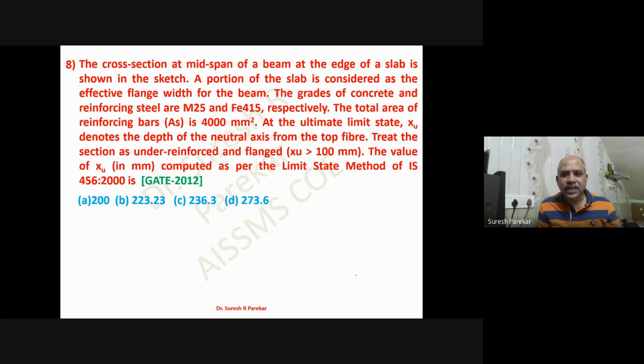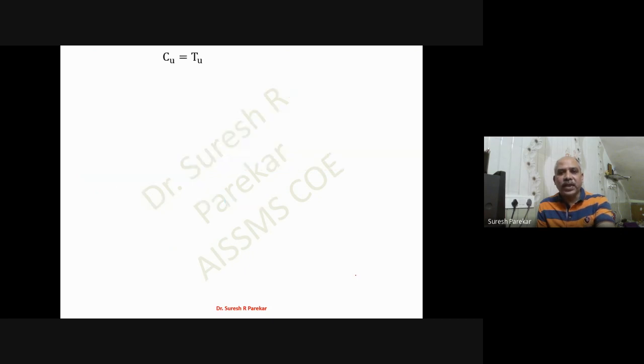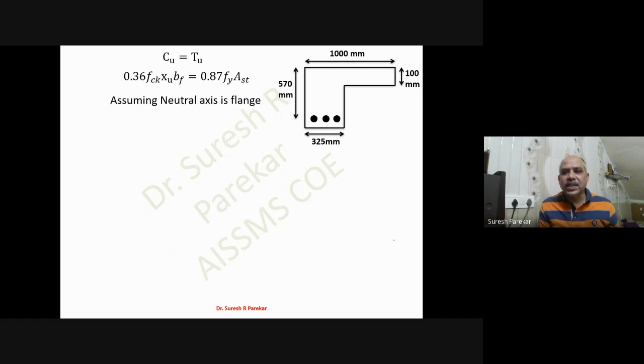Then the cross section is given, and the value of XU calculated as per the limit state method of IS 456 2000 is, so data is given, and we have to just solve this. Now this is an L section, and therefore we have to first consider the neutral axis. So answer, keep in mind 236.3. So you can see this is given.